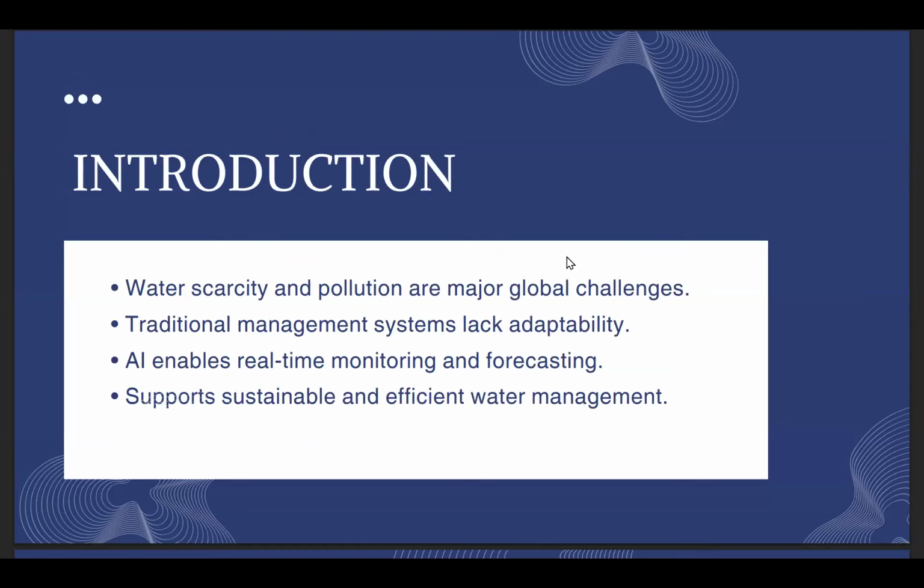Water scarcity and pollution are major global concerns. Many regions already experience seasonal or permanent water shortages. Traditional water management systems are reactive. They respond only after a problem occurs. AI introduces real-time monitoring and prediction, which helps us continuously learn from historical and live data. This enables proactive decision making instead of reacting at the time of the problem. It helps us act before a crisis happens.